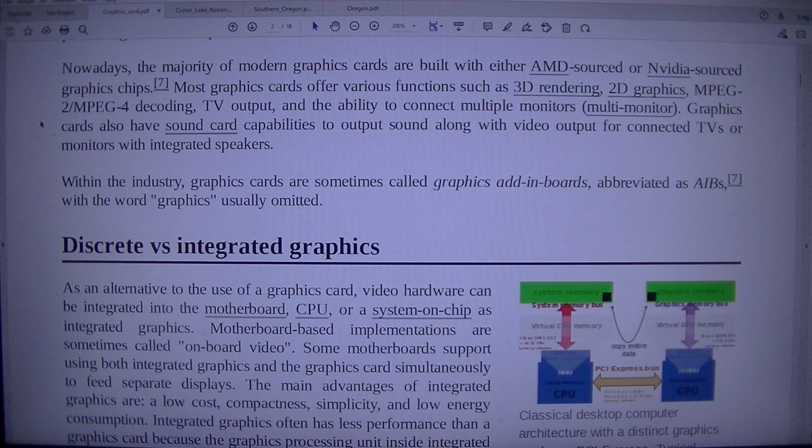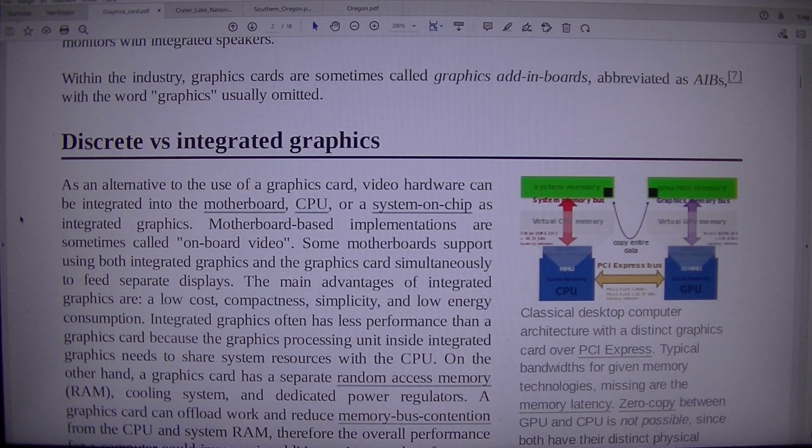Most graphics cards offer various functions such as 3D rendering, 2D graphics, MPEG-2/MPEG-4 decoding, TV output, and the ability to connect multiple monitors, multi-monitor. Graphics cards also have sound card capabilities to output sound along with video output for connected TVs or monitors with integrated speakers. Within the industry, graphics cards are sometimes called graphics add-in boards, abbreviated as AIBs, with the word graphics usually omitted.